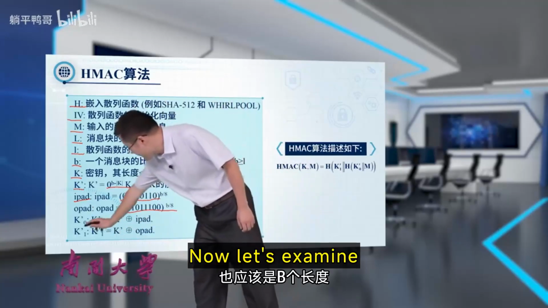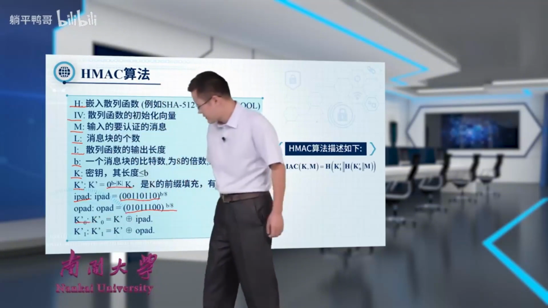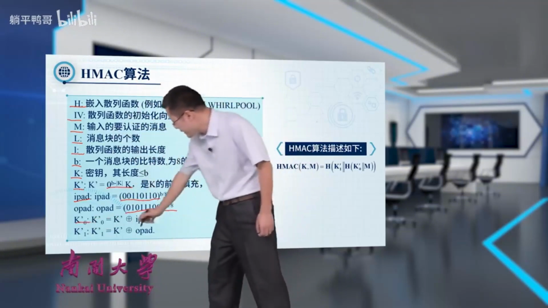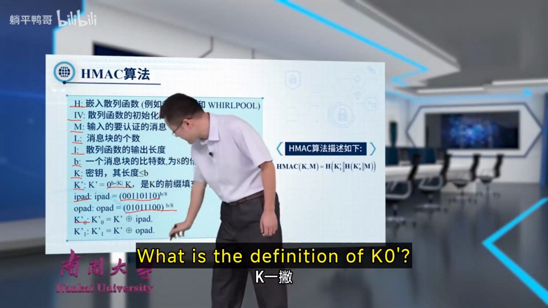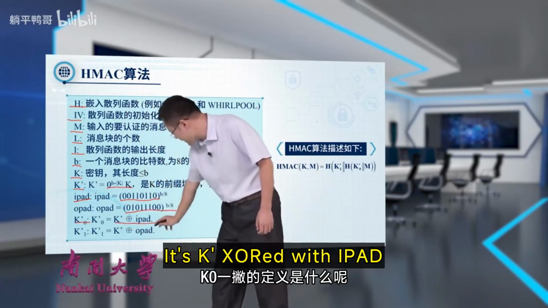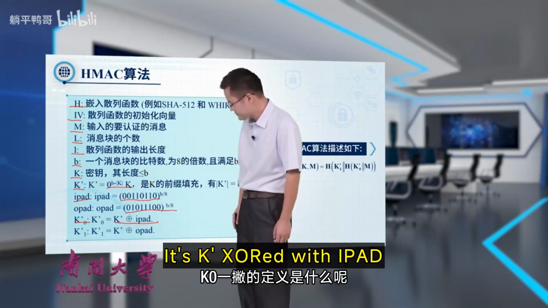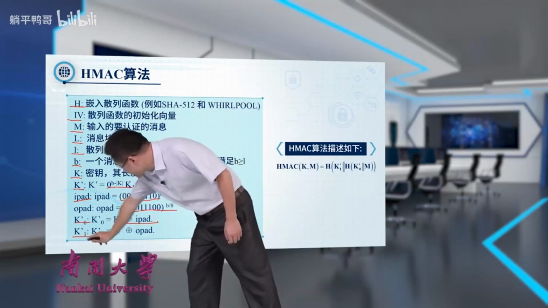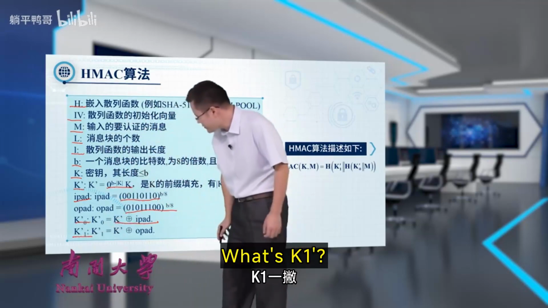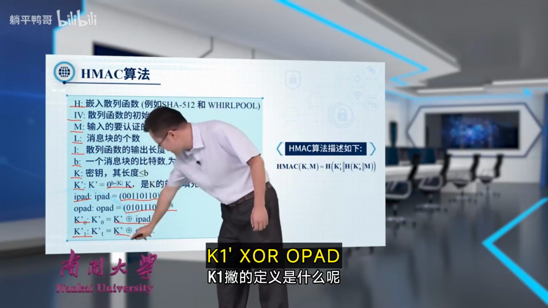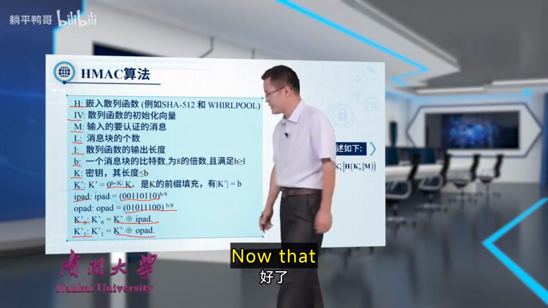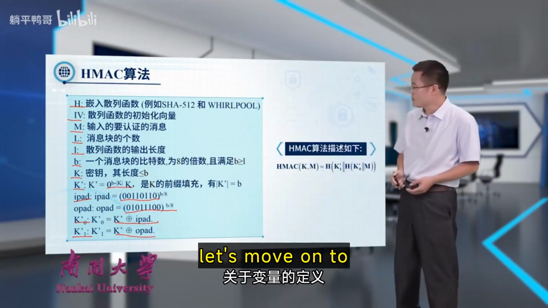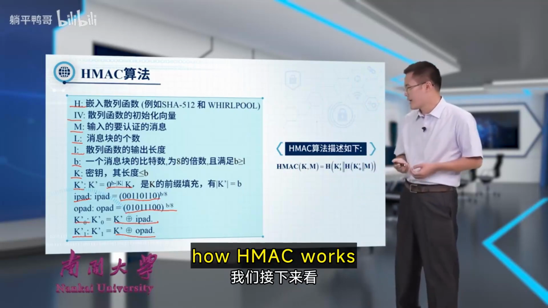Now let's examine. What is the definition of K0'? It's K+ XORed with ipad. Next, let's look at K1'. What's K1'? K+ XOR opad. Alright, now that we've covered the variable definitions, let's move on to examine how HMAC works.